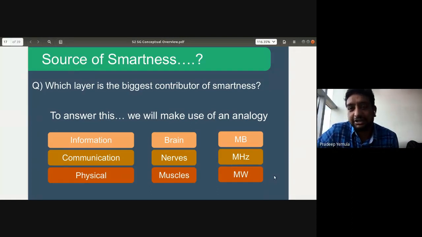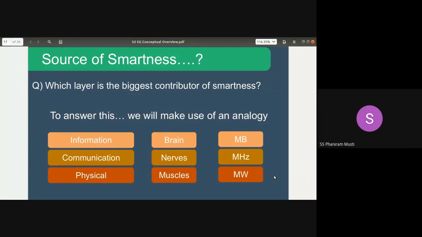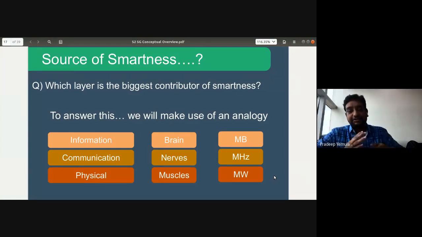So now I think you will agree. What is the biggest contributor for smartness? Again, the answer obviously is the brain. With the same muscle system, with the same nervous system, if your brain is more evolved, you will be called smarter. So similarly, now the question is, take an electrical grid.